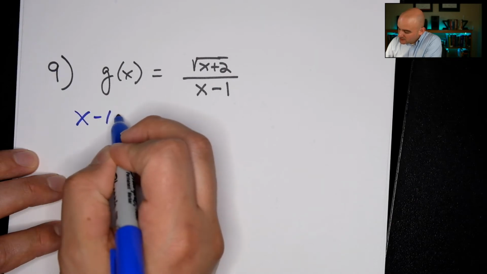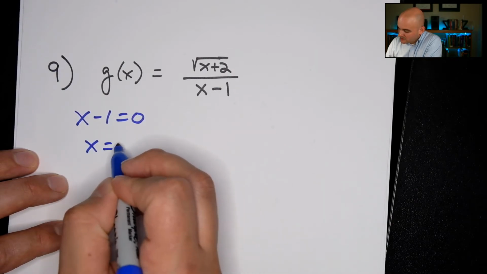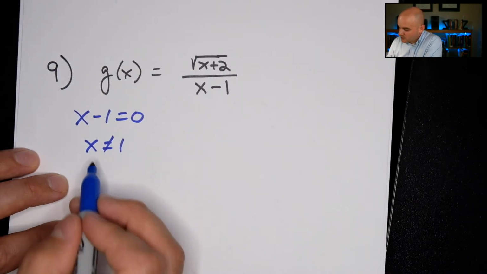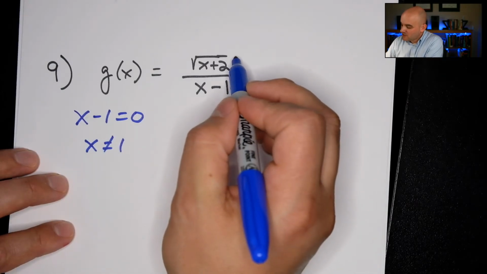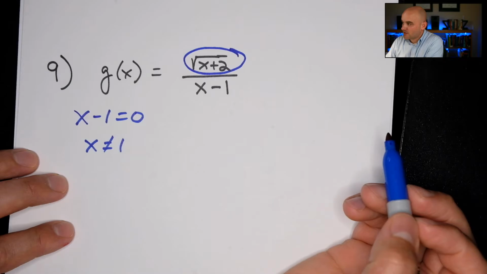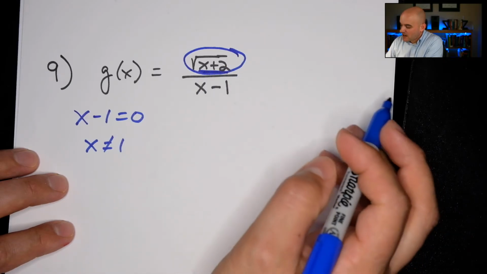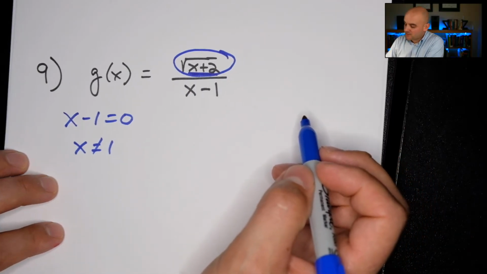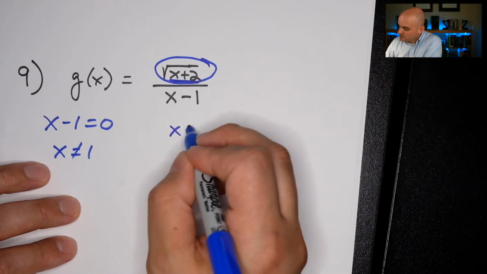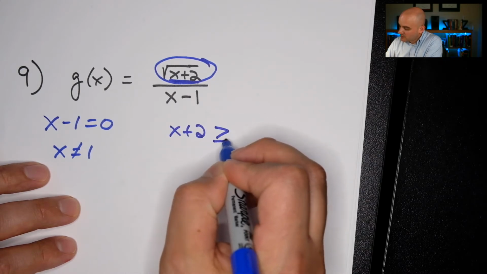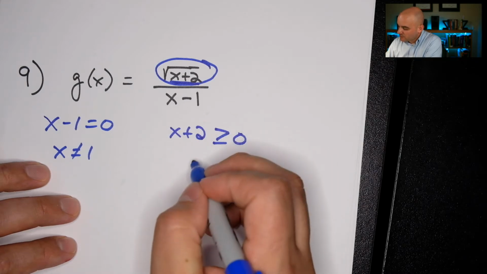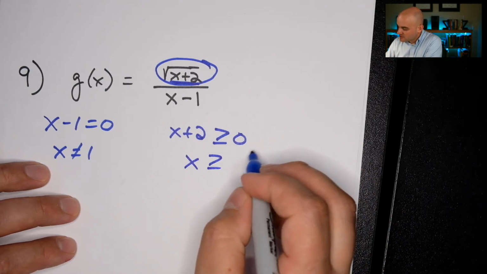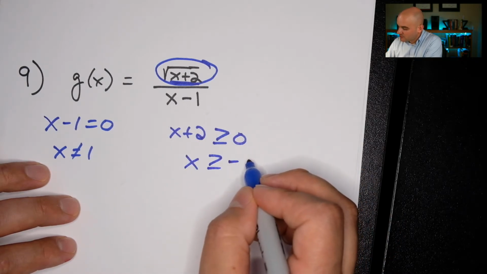So x minus 1 equals 0 when x equals 1. So that's one thing we've got going on. X cannot equal 1. But we also have to pay attention because there is a radical up here. Whatever's underneath the radical cannot be negative. So x plus 2 must be greater than or equal to 0. And so subtract 2 from both sides, and it says that x must be greater than or equal to negative 2.